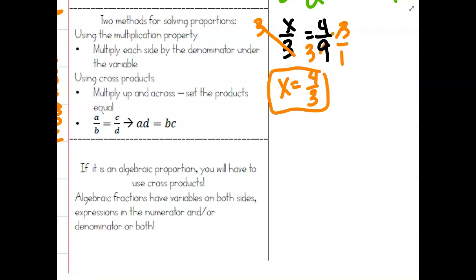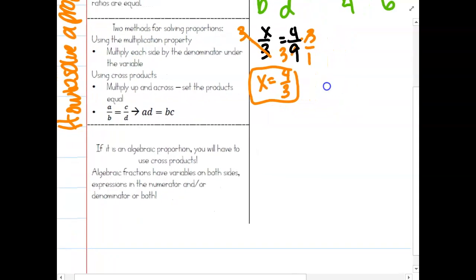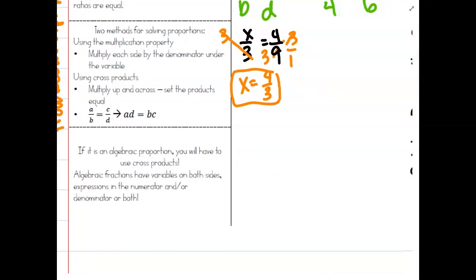That method, 1 step, is pretty quick and easy. The problem is it doesn't always work. So whenever you can't use the multiplication property, you have to use what's called cross products. And I'll be honest, I almost always use cross products because it's not even a whole lot harder, and I know for a fact it's going to work every time.